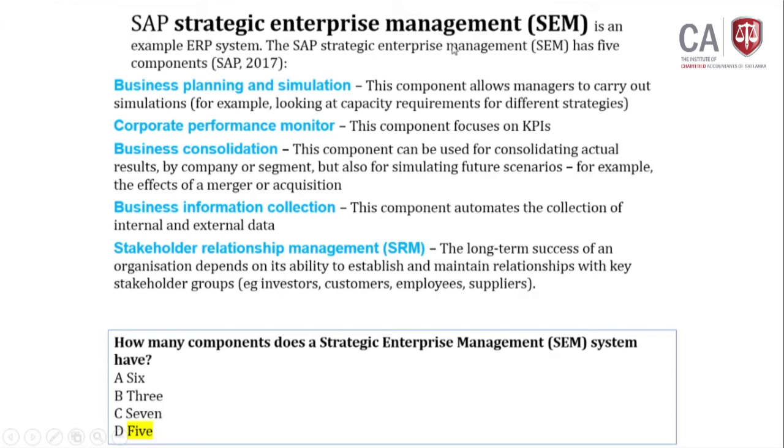SAP strategic enterprise management has 5 components. Definitely remember these keywords, like 5 components of strategic enterprise management. So what are the 5 components? If they ask in the question paper, what are the 5 components of strategic enterprise management, sometimes they will give these answers as one answer, and also some other answers will be mixed up and given in the question paper as the answers.